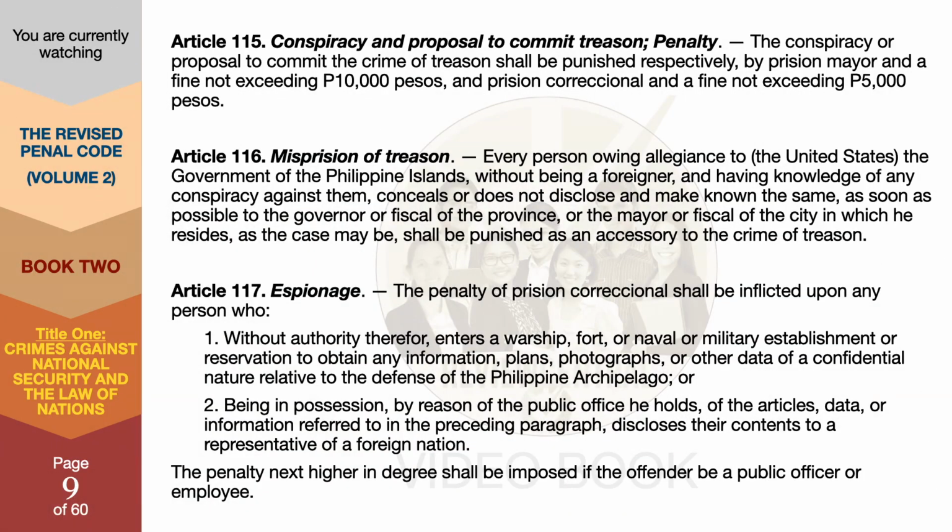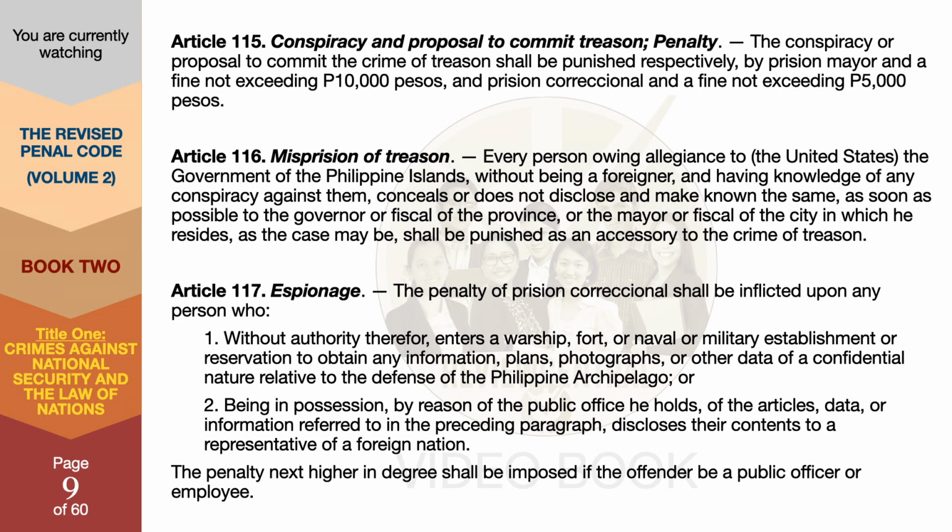Article 115. Conspiracy and proposal to commit treason, penalty. The conspiracy or proposal to commit the crime of treason shall be punished respectively by prisión mayor and a fine not exceeding 10,000 pesos, and prisión correccional and a fine not exceeding 5,000 pesos.